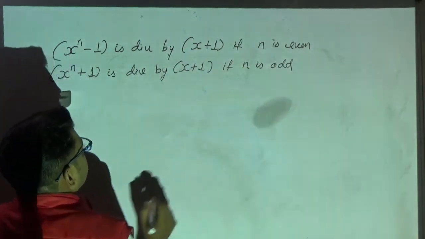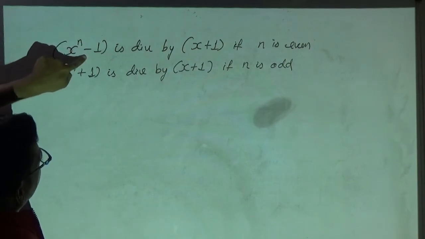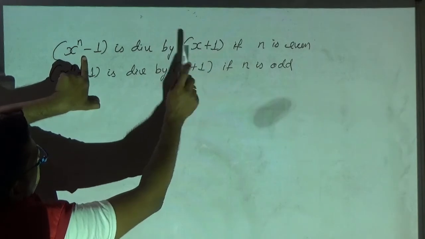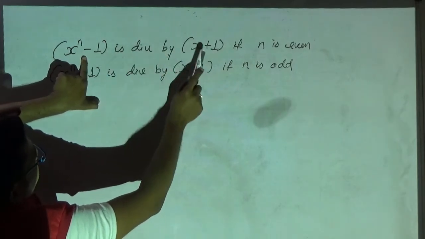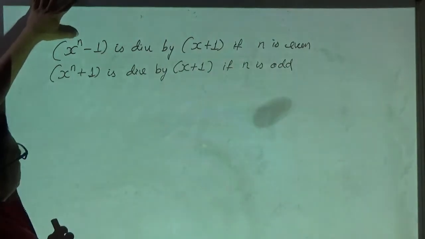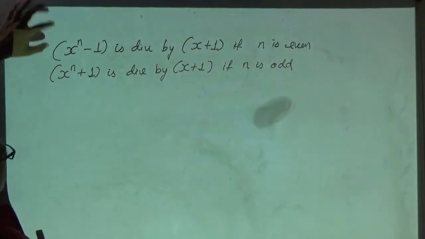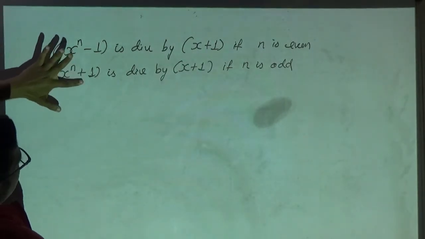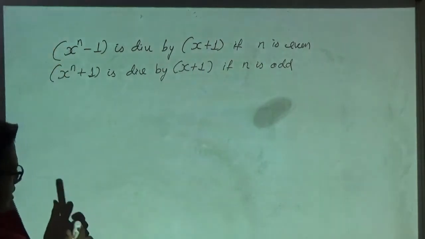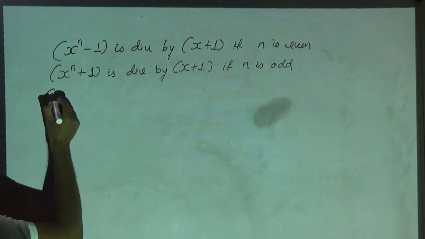See here, x power n minus 1, if I am having minus 1 here, then it is completely divisible by x plus 1 when n is an even number. If n is even, then x power n minus 1 is completely divisible by x plus 1. And x power n plus 1 is divisible by x plus 1 if n is odd. Please write down one more formula, a concept I am writing here.